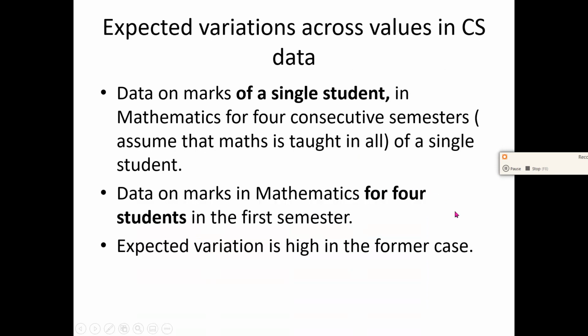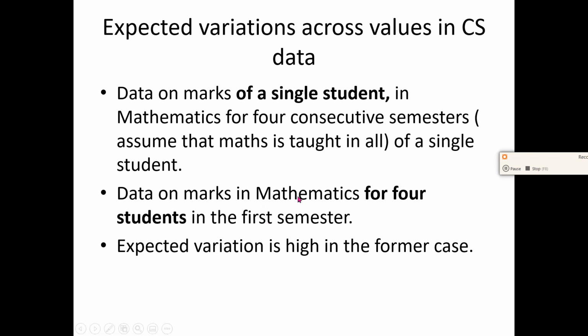Let me explain with another simple example which will, I hope, make it more clear. Let's say we have data on marks of a single student in mathematics for 4 consecutive semesters, right? Data on marks of a single student. This is scenario A. Now scenario B is you have data on marks in mathematics for 4 different students in the first semester. Now you should be able to identify that the first data is time series data because the semester is varying, whereas the second data is cross-sectional data because the cross-section, or the students, are varying and time is constant, first semester, right? So out of these two scenarios, where do you expect more variation? Marks of a single student in different semesters, are they going to vary more, or marks of 4 different students in a given semester?